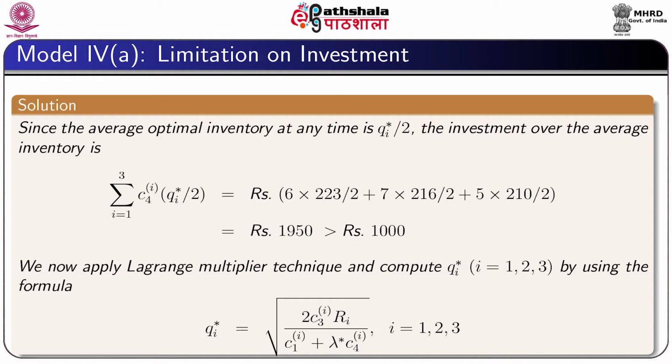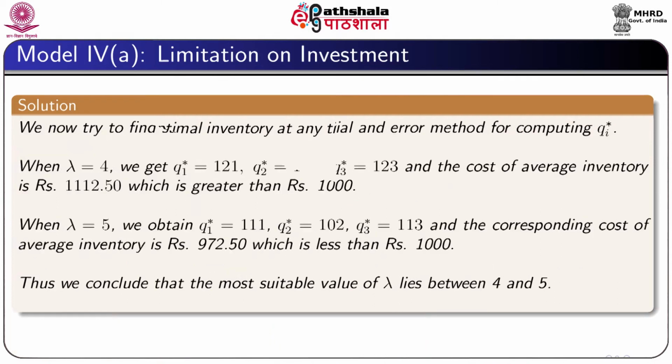We now apply the Lagrange multiplier technique and compute the optimal values qi star by using the formula qi star equal to root over 2 C3i Ri divided by C1i plus lambda star into C4i, where i varies from 1 to 3. Here we have to find the suitable value of lambda, that is lambda star, so that summation i equal to 1 to 3 C4i qi star by 2 is exactly equal to 1,000.